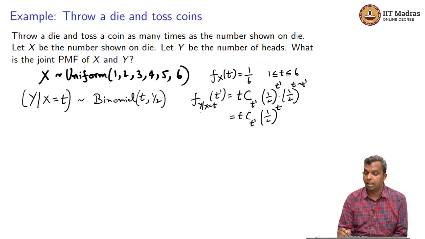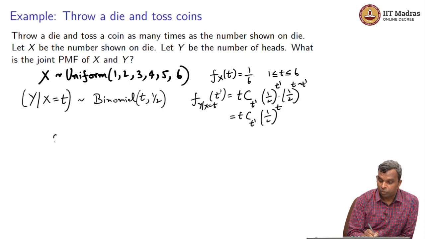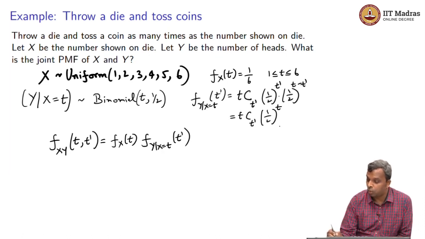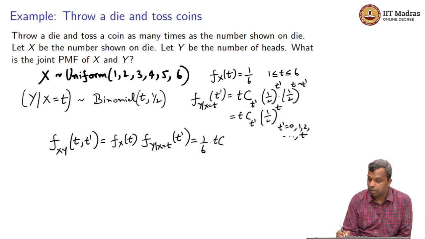f x of t is this, f y given x equals t is this. So, now one can do the factoring of f x y, right. So, f x y of t comma t prime equals f x of t times f y given x equals t of t prime, and notice t prime will go between what, t prime equals 0, 1, 2, so on till t, okay. So, that is the value here. So, if you plug it in, you will get 1 by 6 times t choose t prime 1/2 power t.